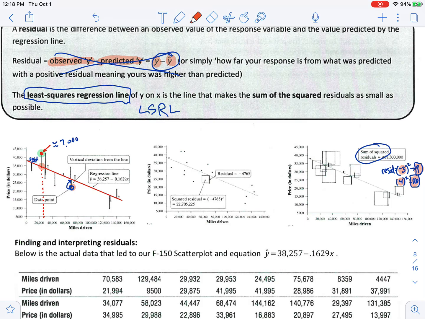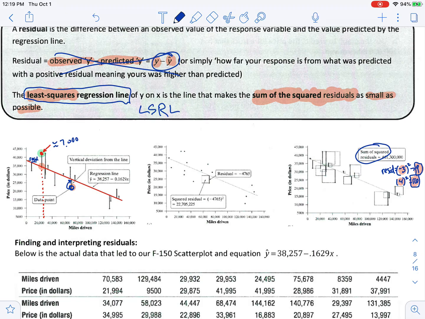So what you need to understand here is when we say least squares, that means we are making the sum of the squared residuals, aka squares, as small as possible, which is least. Okay? Will you have to do it by hand? No. Will you have to plug it into your calculator? Yeah, you've already done that. Do you have to understand kind of what's going on here? You do.